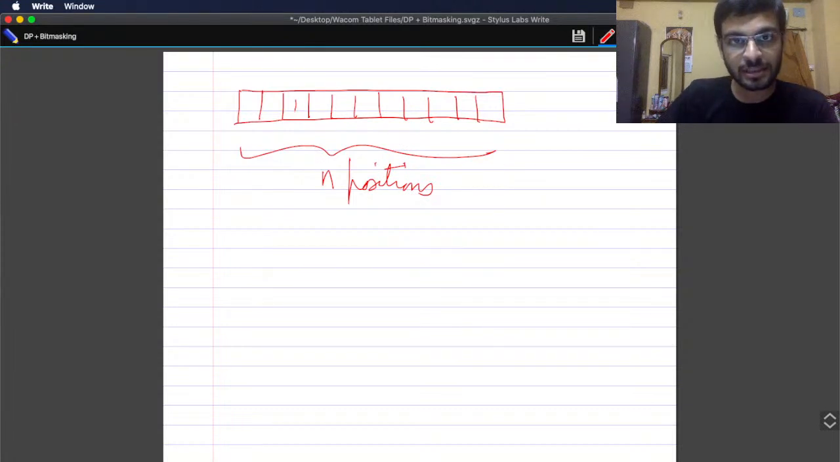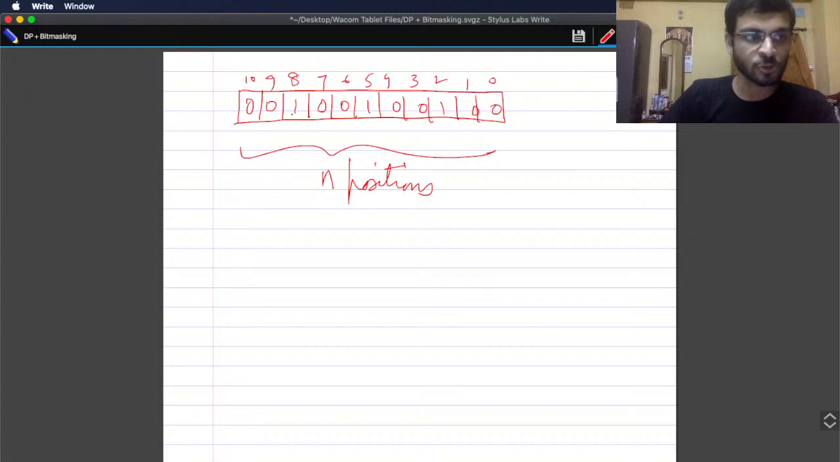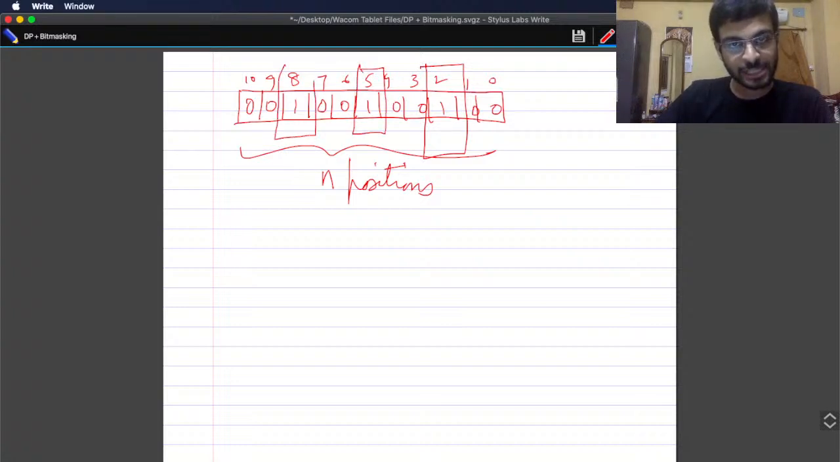So if I say it is something like this, 0 0 1 0 0 1 0 0 1 0 0, what I mean is, suppose let us number it in this way: 0 1 2 3 4 5 6 7 8 9 10. So there are 11 vertices in total. What I mean from this is that the second vertex has been taken, the fifth vertex has been taken, and the eighth vertex has been taken. Okay?